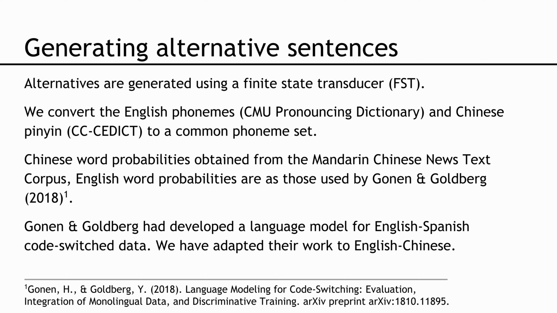For the finite state transducer, we obtained Chinese word probabilities from the Mandarin Chinese news text corpus and English word probabilities from Gonen and Goldberg. Gonen and Goldberg had previously developed a language model for English-Spanish code-switched text. In this project, we have adapted it for English-Chinese code switching.